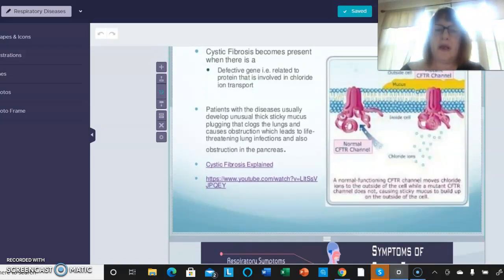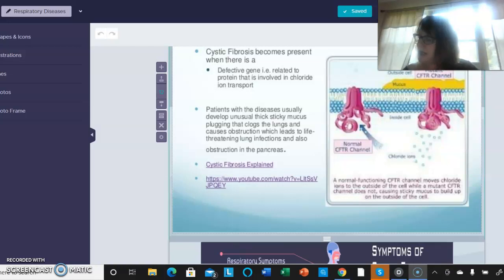Patients with CF usually develop unusually thick, sticky mucus plugging that clogs the lungs and causes obstruction, which leads to life-threatening lung infections and also obstruction in the pancreas. Cystic fibrosis can cause increased wheezing and increased attacks of bronchitis and pneumonia. In later years, increasing shortness of breath and fatigue. 85% of children with cystic fibrosis have trouble digesting their food and experience large, frequent, greasy, foul-smelling stools.